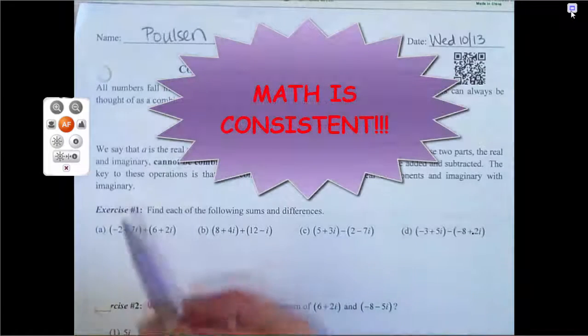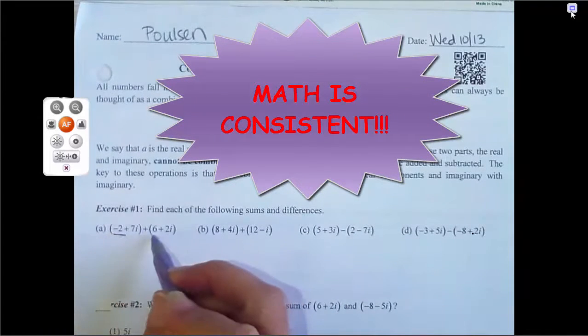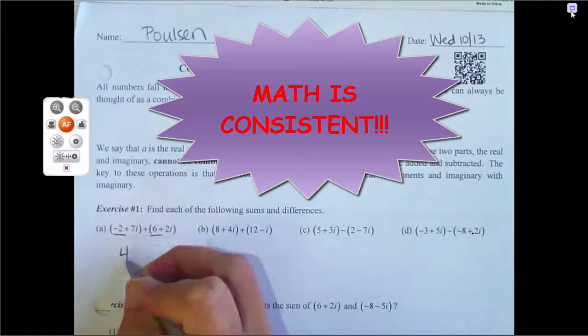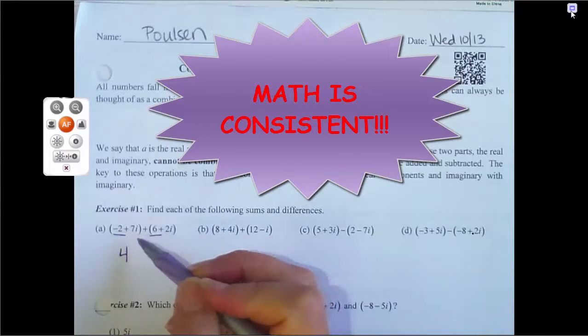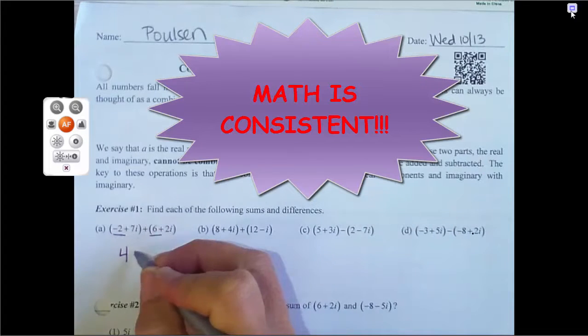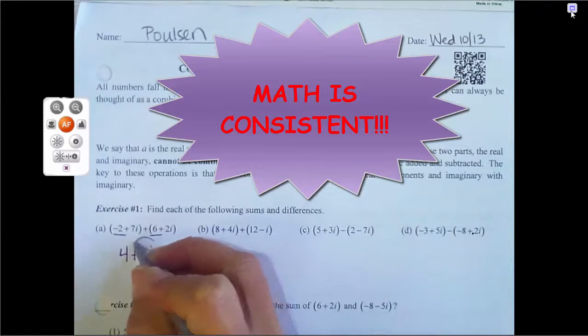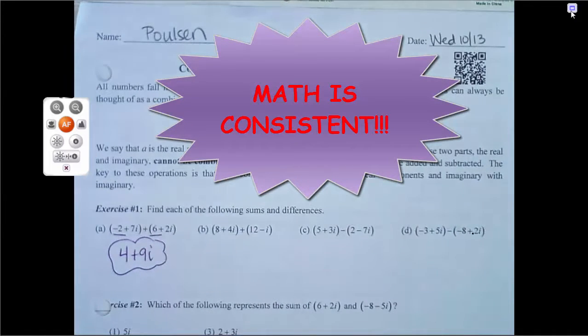So here we're going to combine -2 and 6 and get positive 4, since we're adding, and then we'll add 7i plus 2i and get 9i. That imaginary unit behaves like an x or a y or any other variable. Just always remember that it's not a variable, it's the square root of -1. Let's do a subtraction together, and I'll leave the other two for you to try on your own.